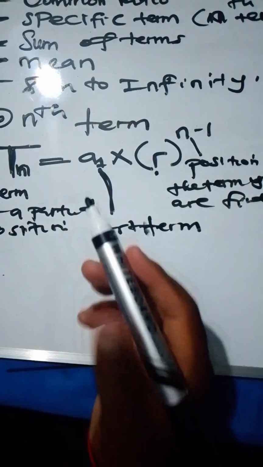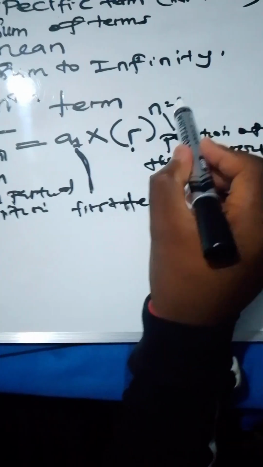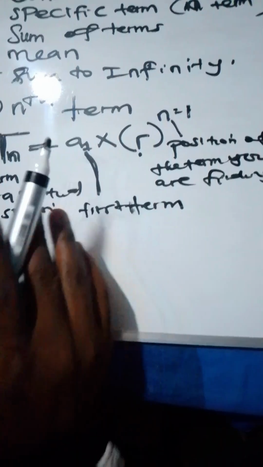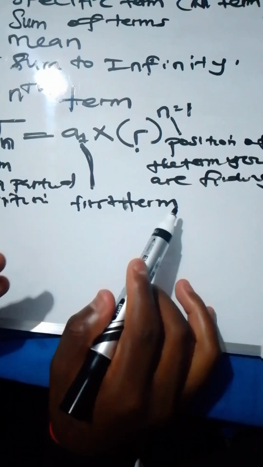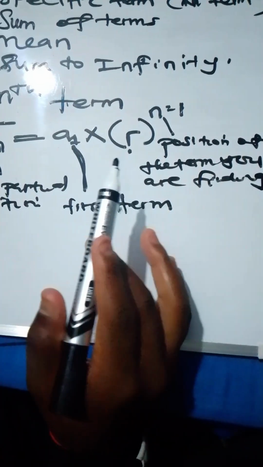Then this one is the common ratio. And this one is part of the formula. So this is the formula that we use when we're trying to find the nth term. So you really need to know this formula.